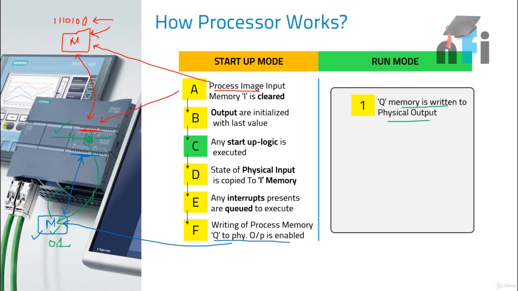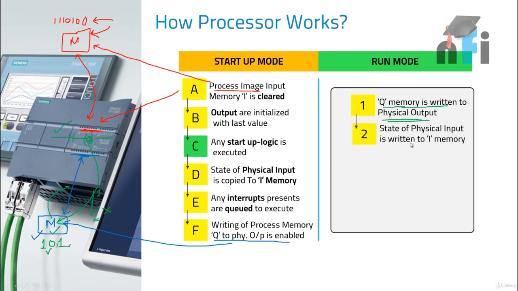Now the output will either have a voltage or it will not have a voltage. If this output has 1, it will give the voltage, which could be 24 volts or line and neutral, depending on what you connect to the common. Or if this output is 0 in the process memory, it will not give any voltage, it will be open circuit. So in the run mode, the first step is queue memory is written to physical output. So whatever information you have in the memory of output is given to the output terminals. This is what it means.